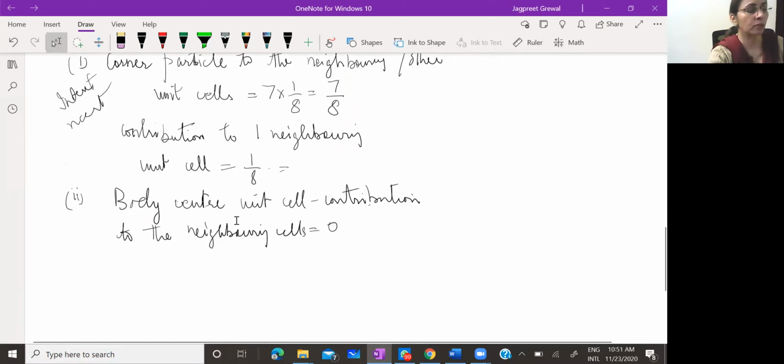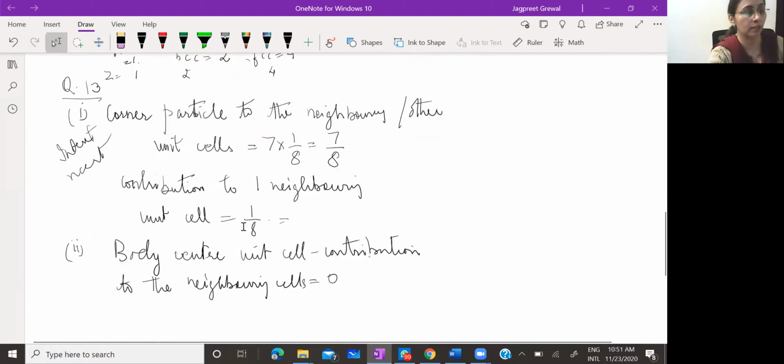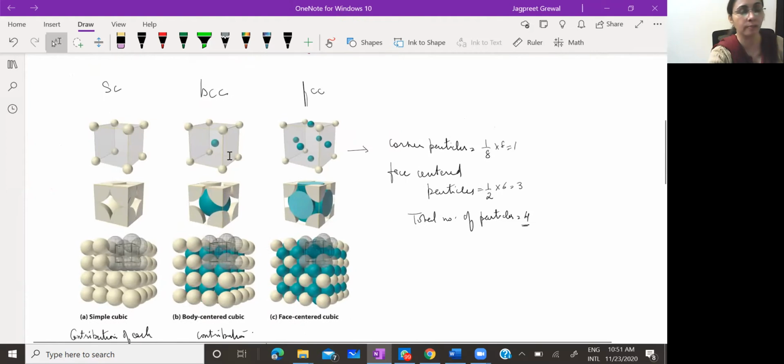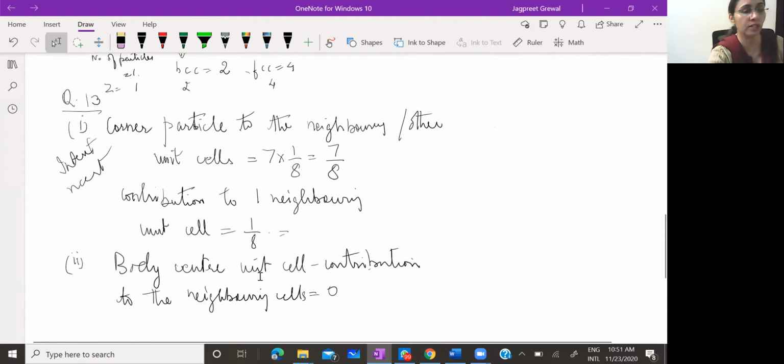The contribution of the body-centered particle to the neighboring cells is 0. Why? Because the body center is entirely present in this unit cell. So these are the related questions to it.